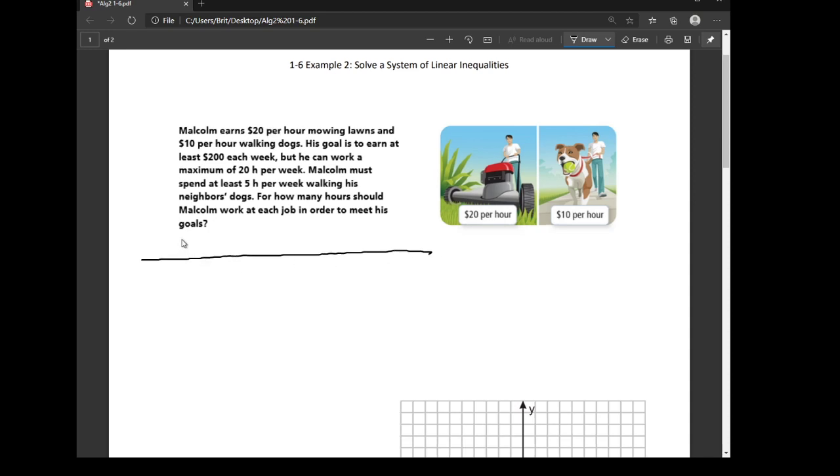So when I go to create my equations, I'm going to create kind of a table here. And on this table, I'm going to put walking dogs and mowing lawns, and then a total. That's going to help me create my equations. Alrighty. So the first thing I'm going to do is look at the whole problem, and I'm going to go through it sentence by sentence.